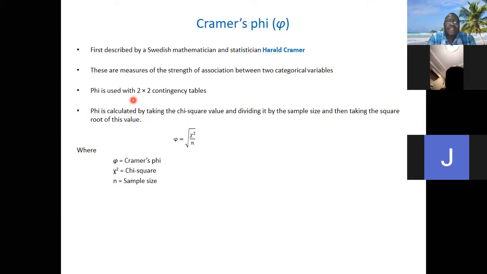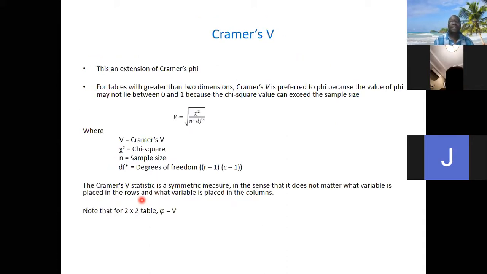So phi is calculated by taking the chi-square value and dividing it by the sample size, then taking the square root. So the square root of chi-square over sample size. That is, we divide chi-square by sample size and then calculate the square root. So this is Cramer's phi, this is the Greek letter phi, this is chi-square, and this is sample size. Very simple. Now, we also have Cramer's V. It's an extension of Cramer's phi.